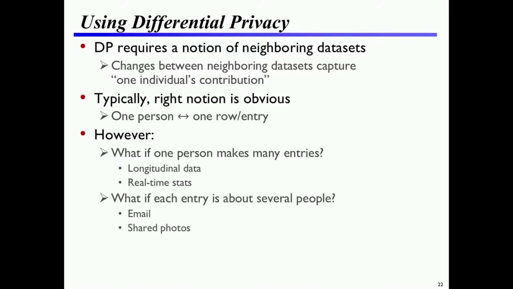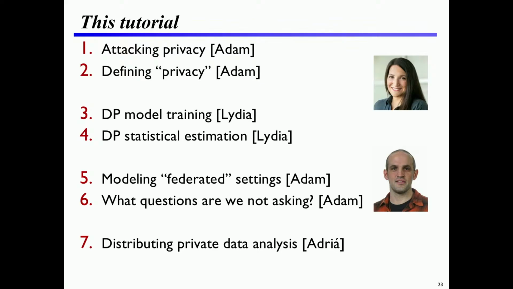But one person could be responsible for many entries in the data set. That's one setting, right? For example, I visit many different hospitals. And it could also be that each entry is about several people. Like an email thread is about all the people involved in the thread. Okay? And so this often requires different mathematical approaches. The complexity that comes with this entails different algorithmic approaches. But we'll come back to that later. For now, I'll just hand off to Lydia.